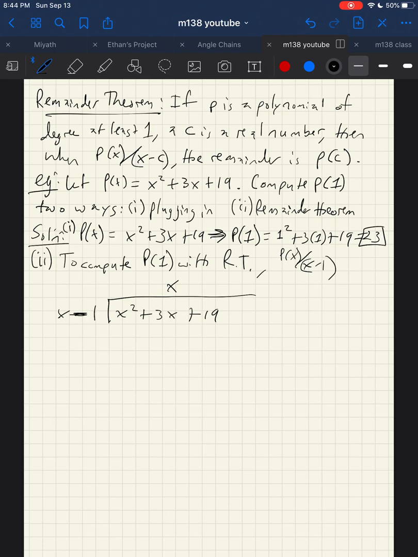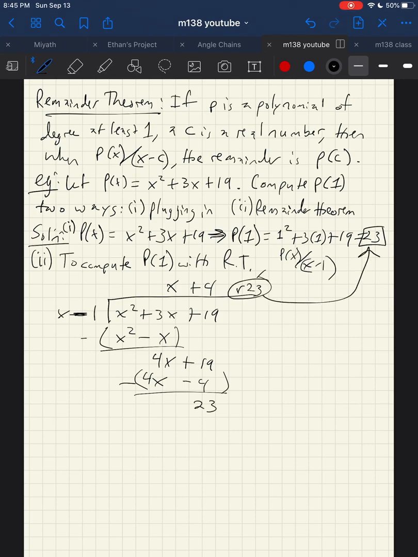All right, how many times does x go into x squared? It goes in there x times, so I've got x squared minus x. I subtract. I'm left with 4x plus 19. How many times does x go into 4x? Well, 4 times. And so I've got 4x minus 4. And when I subtract, I have a remainder of 23. Just as claimed, 23 is exactly p of 1.